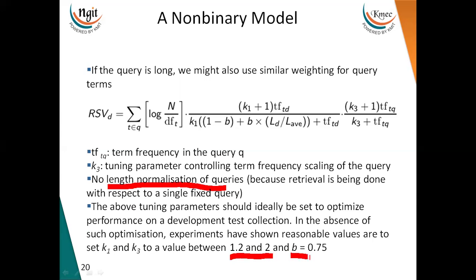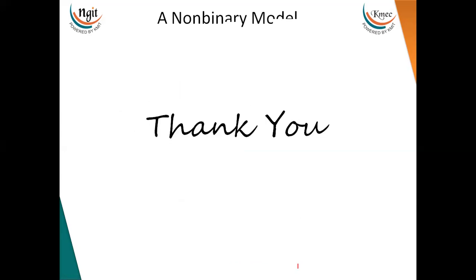And your B, that is the length of your document, can be on an average 0.75. Okay, so this is all about how we are using a binary independence model and non-binary independence model in information retrieval. Thank you.